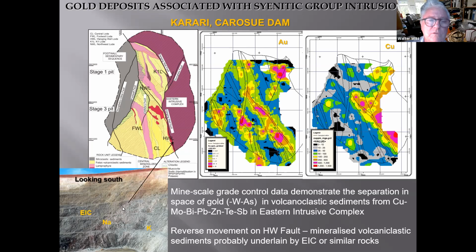This hanging wall fault is interpreted as a reverse fault, uplifting the Eastern intrusive complex with respect to the central mineralized domain, and suggests that we might find similar intrusive complex material beneath the mineralization in the central mineralized domain.